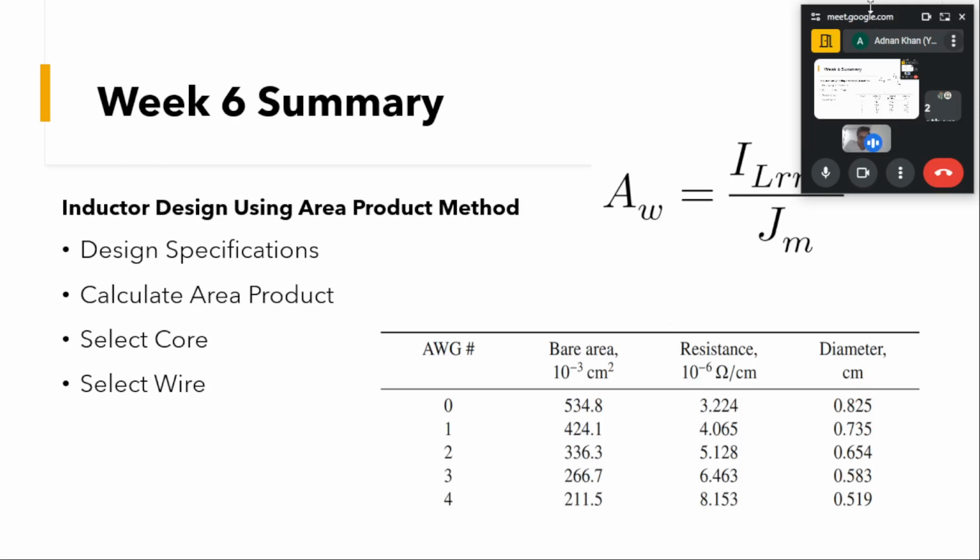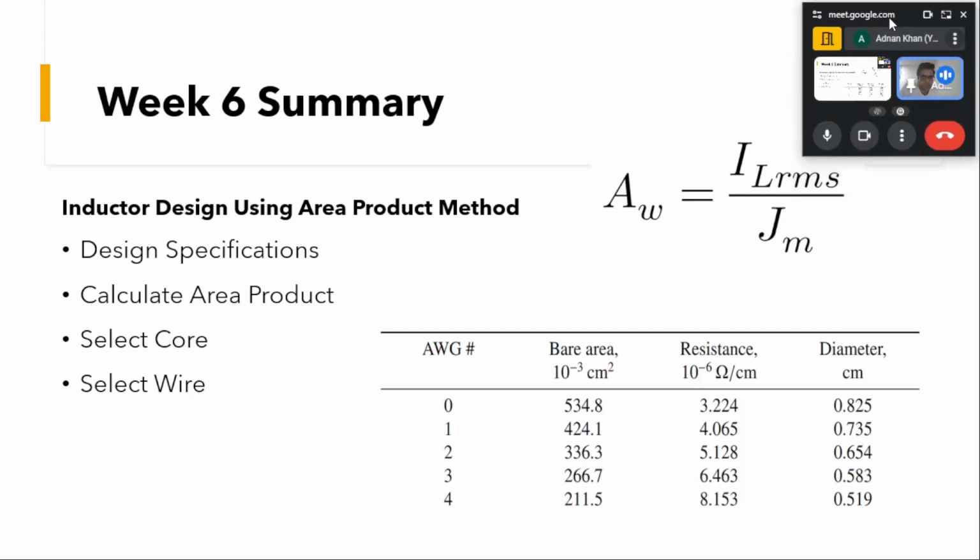Once this area product is calculated, then we can see what is the wire. After that we select the core. After the core selection we select the wire, and we know what is the RMS current that is flowing, and we know the current density. From that we can get the wire area, and for a particular wire area, we can choose a wire of a particular wire gauge. As I earlier told, higher the gauge of the wire, smaller the area of the wire, and higher the resistance of that, because it is inversely proportional to that thing.